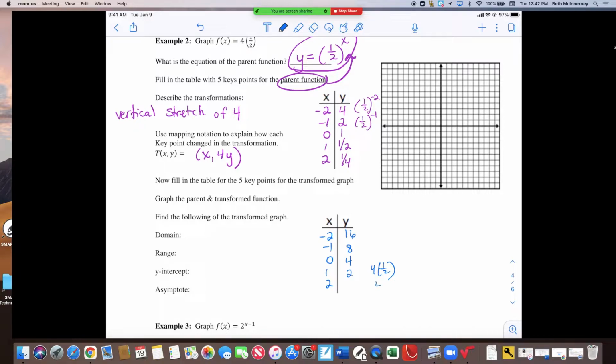2. And then 4 times 1/4. What's that? 1. Now, the only time that horizontal asymptote is going to move is with a shift up-down. Let's maybe write this note. Your horizontal asymptote is y equals 0 unless there's a shift up-down. Nothing else changes the horizontal asymptote.